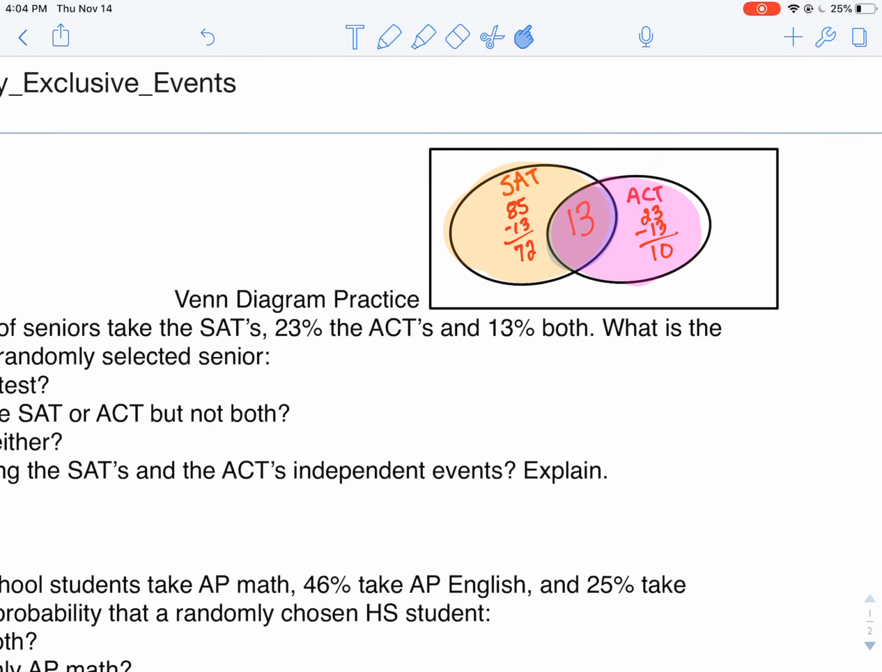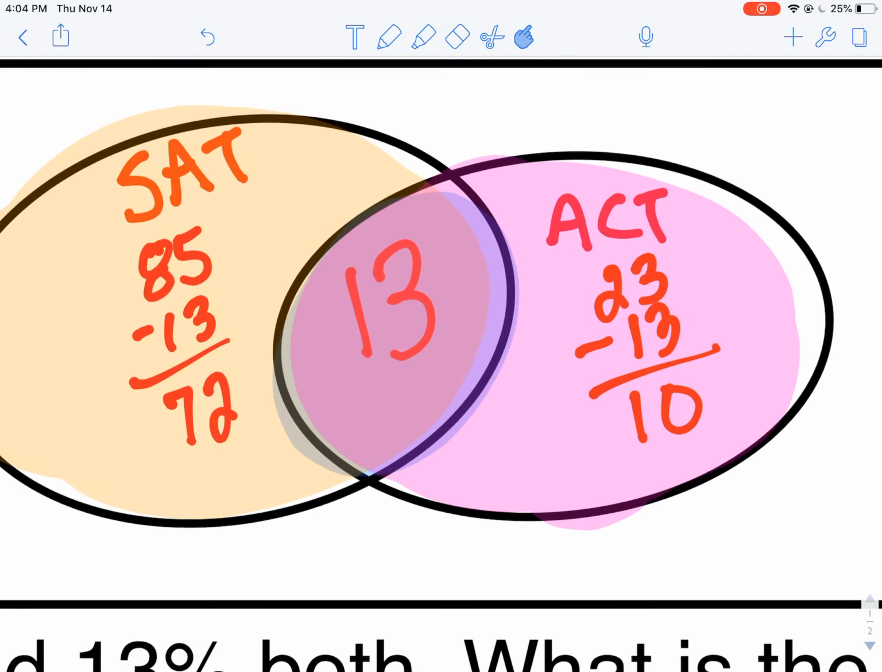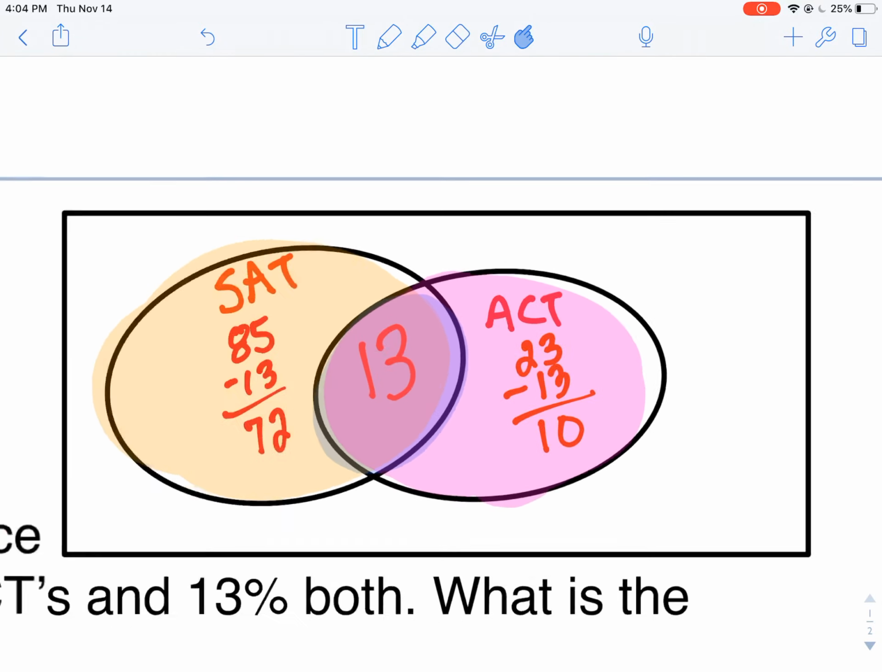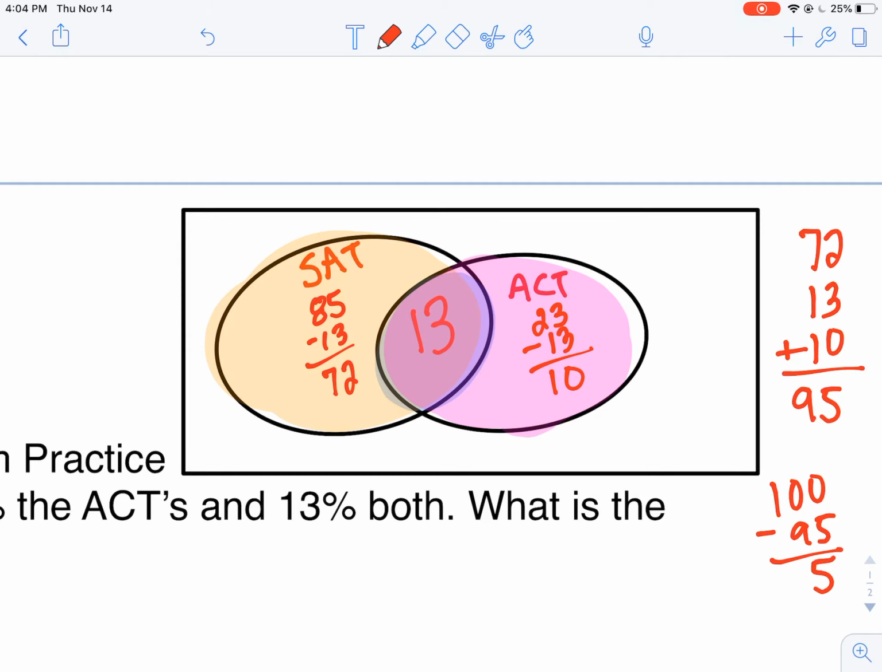So now I have these probabilities here. 72% of seniors took only the SATs, 13% took both, and 10% took only the ACTs. Now I can add these all up. 72, 13, and 10. And when I do that, I'm going to get 95. If I subtract 95 from 100, that leaves me 5% of seniors who are going to be on the outside here. What that's going to represent is seniors who did not take the SATs or the ACTs.